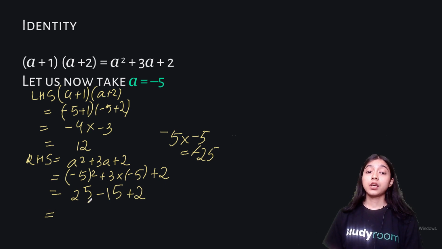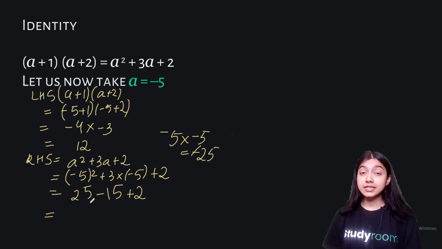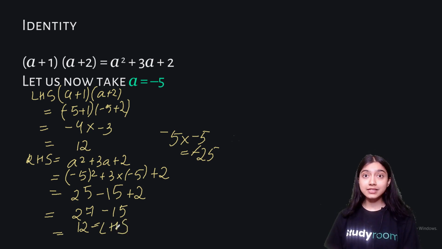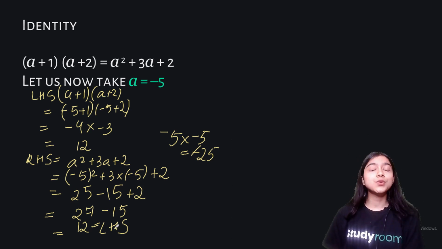Now what we do in case of BODMAS, we first add and then subtract. So 25 plus 2 is 27, and then we have minus 15. When we subtract 15 from 27, we get 12, and this LHS is equal to RHS. So on the RHS we got 12, which is exactly equal to the LHS. So we can say yes, the identity is true. Now try putting any value of a according to your wish, and you will find that it will come out to be equal.